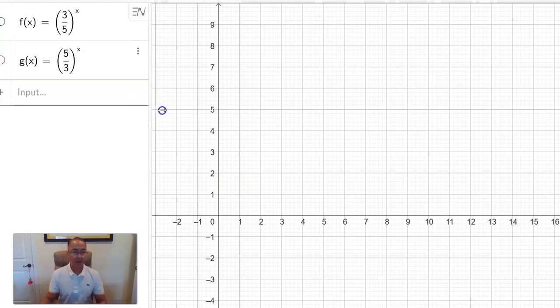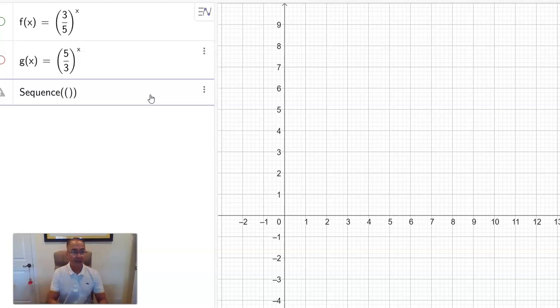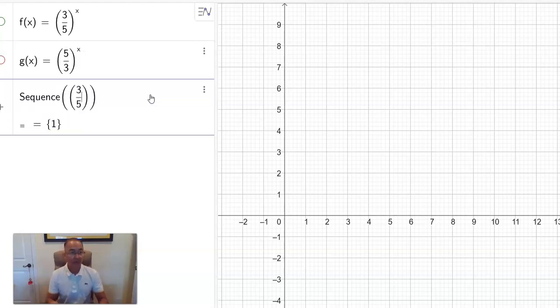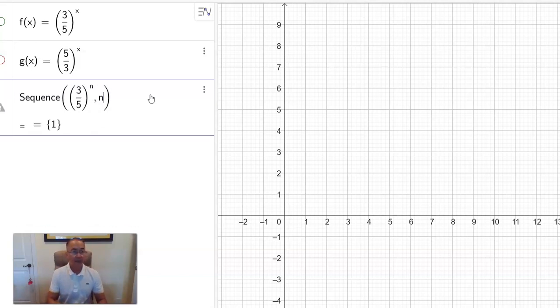So let's go straight to the graph, shall we? So let's input sequence, and we have 3/5 to the n, comma, n, comma, 0 to 10. Okay, there you go. So here is 3/5 to the 0, it's 1. 3/5 to the first power is 0.6. 3/5 squared is 9 over 25, or 0.36, and so on.